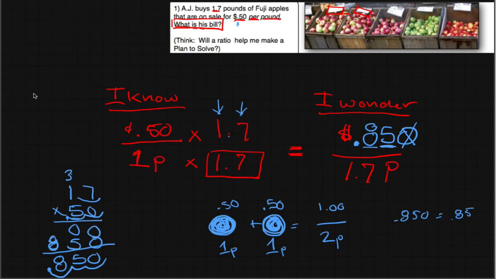2 things to keep in mind. 1, set up your ratios that will help you figure out what numbers to multiply. That's a really, really important idea. And 2, if you're dealing with money, make sure that you have the decimal showing the hundredths place. 50 cents would be right there.